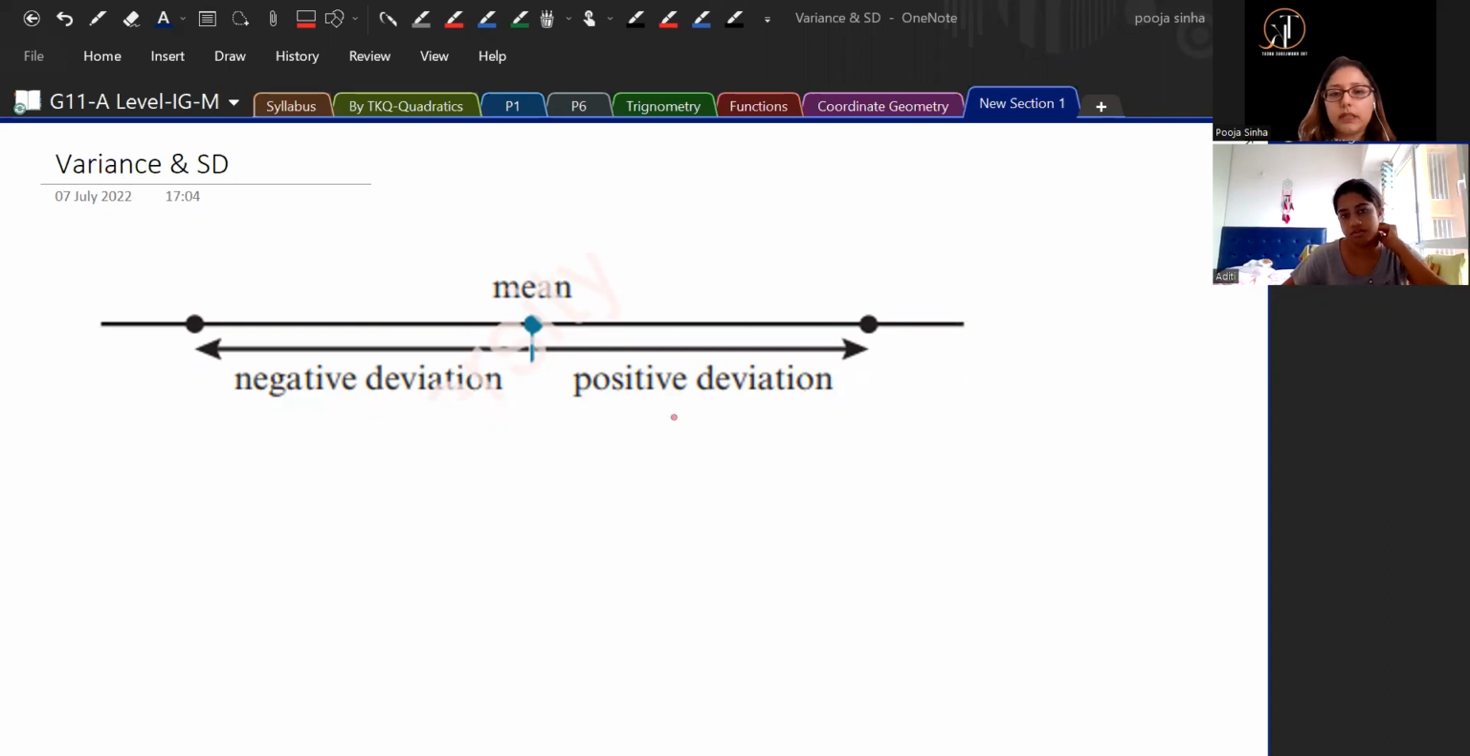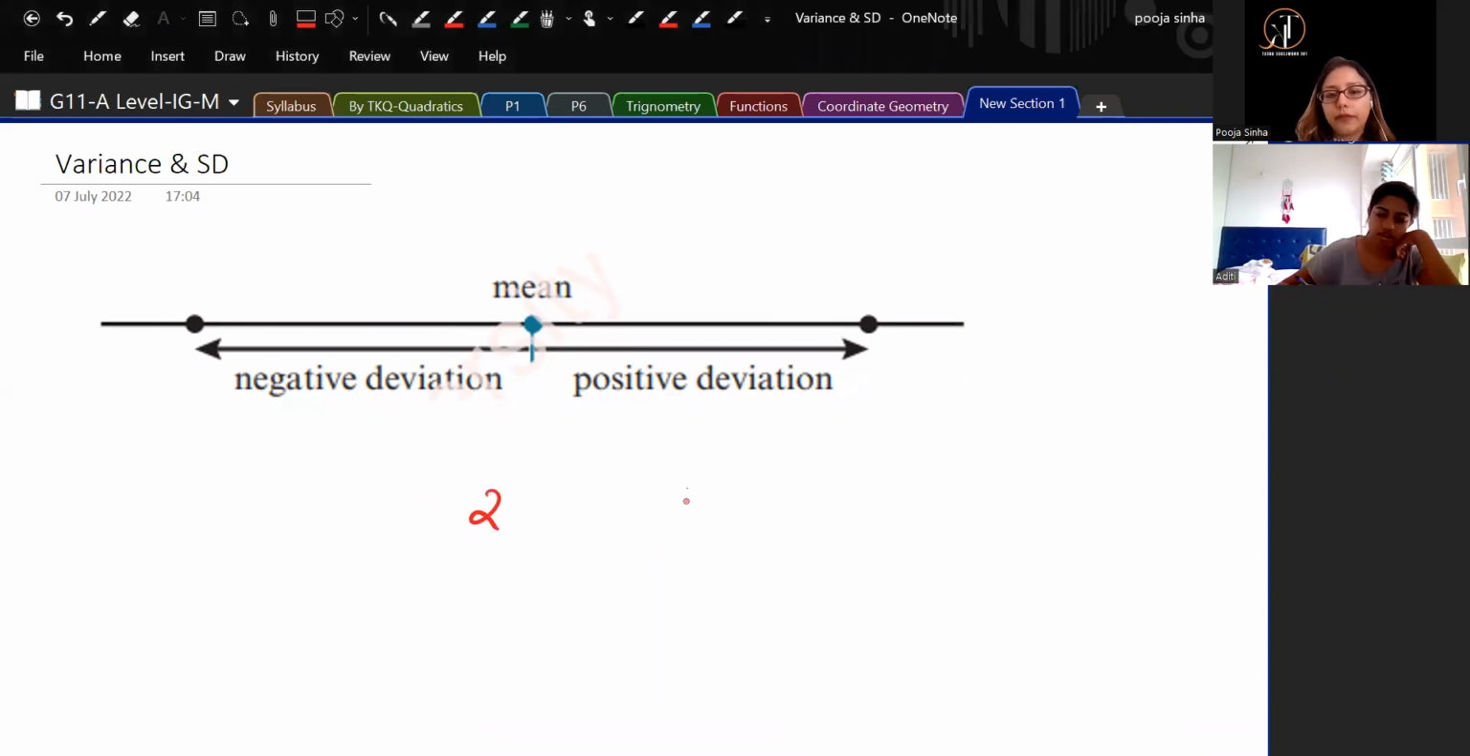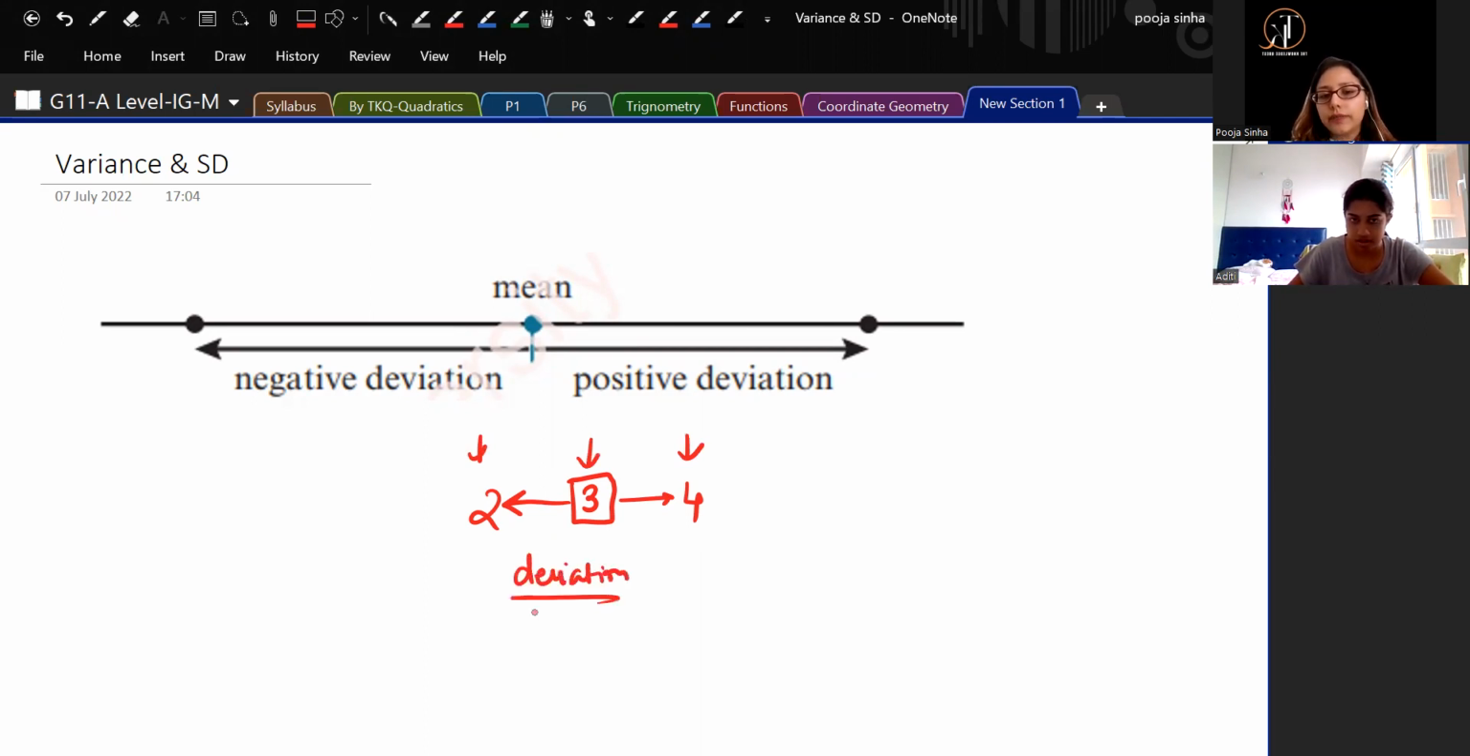So for example, let me take this: the mean of 2 and 4 would be how much? It will be 3. So the mean is 3, but the actual data which were there were not the same as the mean, right? So the difference between the mean and the data that we have is called a deviation. If the data is less than the mean, then we call it a negative deviation. If the data is more than the mean, then we call it a positive deviation.